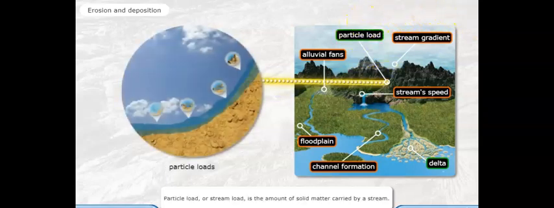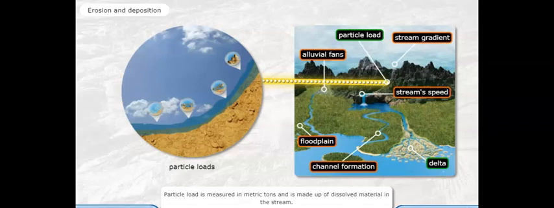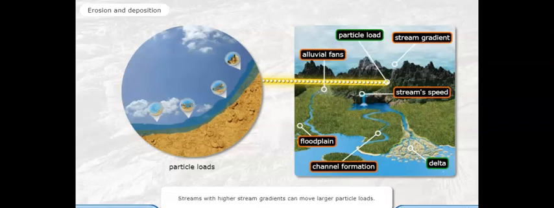Particle load, or stream load, is the amount of solid matter carried by a stream. Particle load is measured in metric tons and is made up of dissolved material in the stream, fine sediment that is suspended in the water, and material that is pushed along the bottom. Streams with higher stream gradients can move larger particle loads.